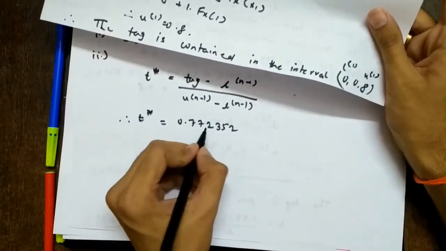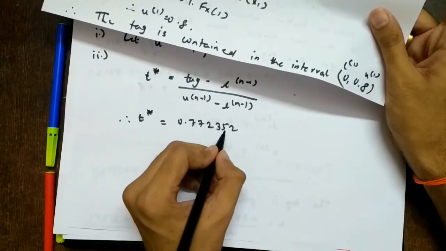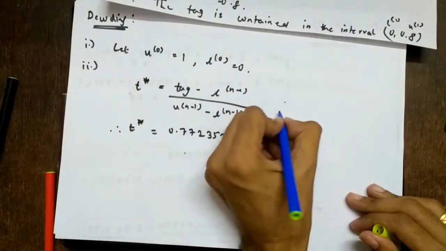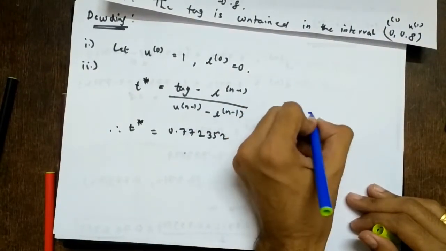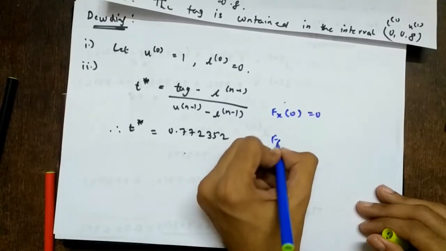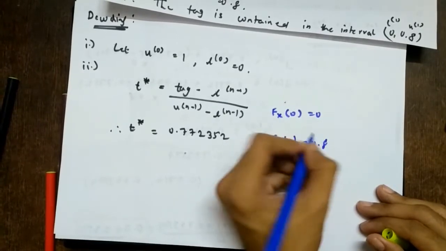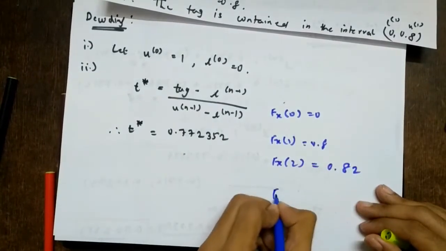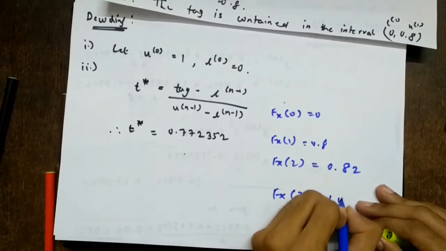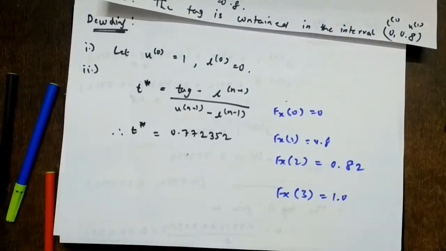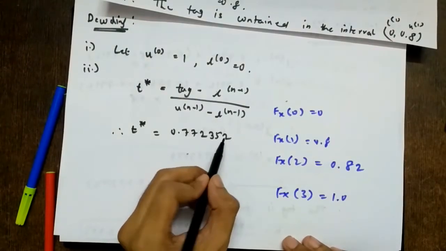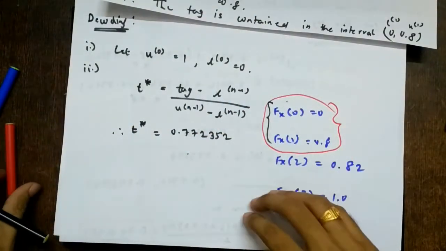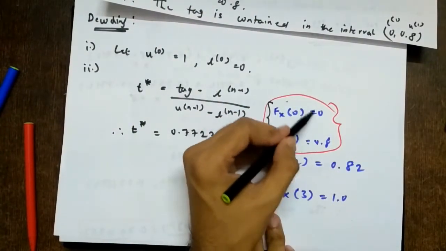So next we have to decode. T star is 0.772352. I'll write it again here with a blue pen. We have fx of 0 equal to 0, fx of 1 equal to 0.8, fx of 2 equal to 0.82, and fx of 3 equal to 1.0. Right? So where does this value lie, 0.772352? I'll show you with the red pen. It lies here. It means our number is lying between this interval.